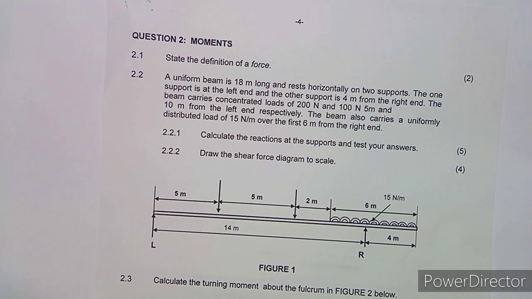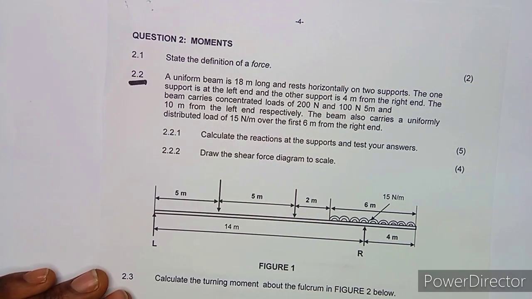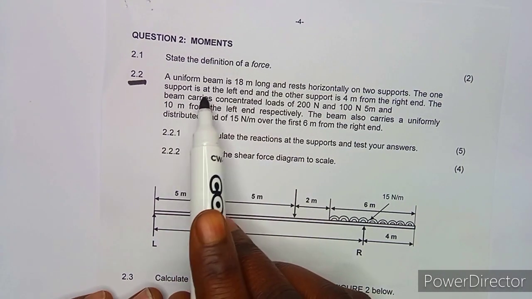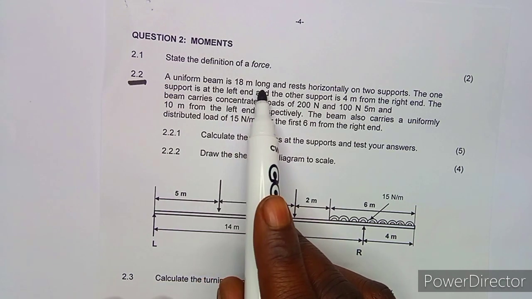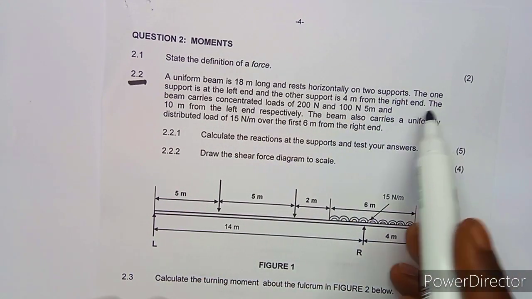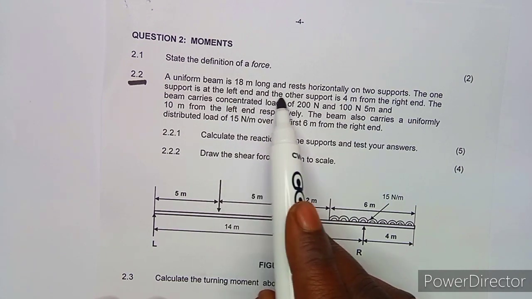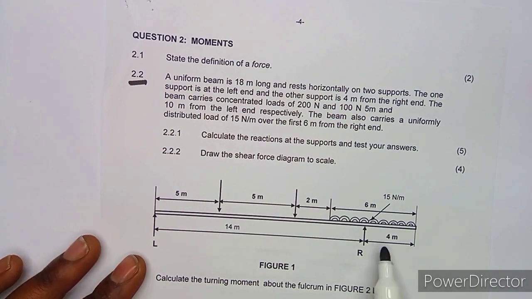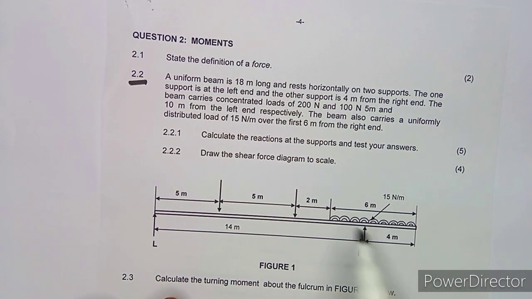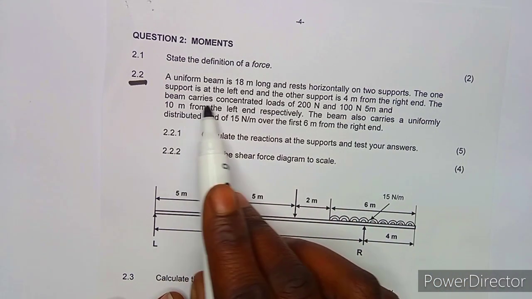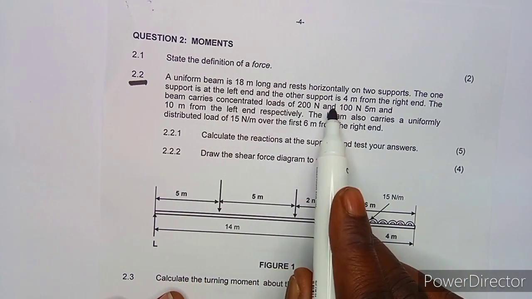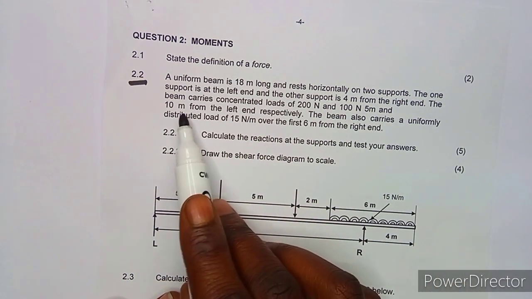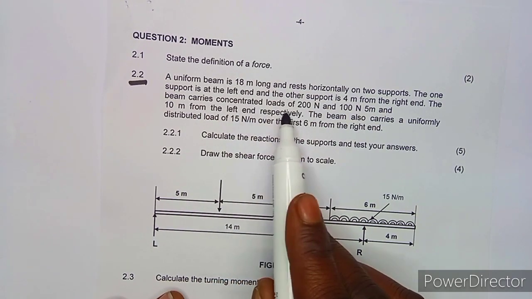All right, on this question we are given that a uniform beam is 18 meters long and rests horizontally on 2 supports. The one support is on the left side and the other support is 4 meters from the right side. The beam carries concentrated loads of 200 and 100 Newton, 5 meters and 10 meters from the left end respectively.